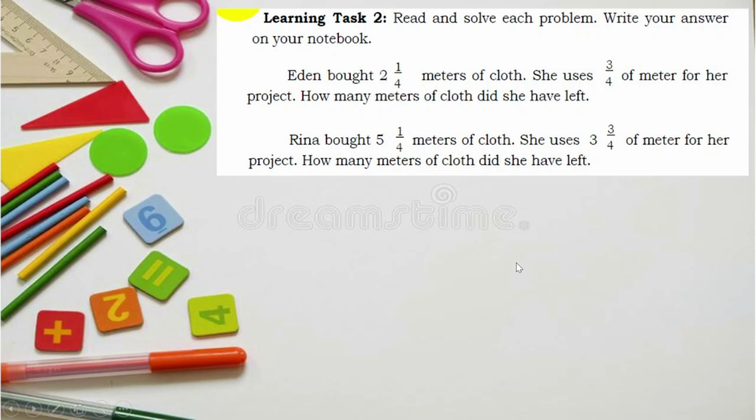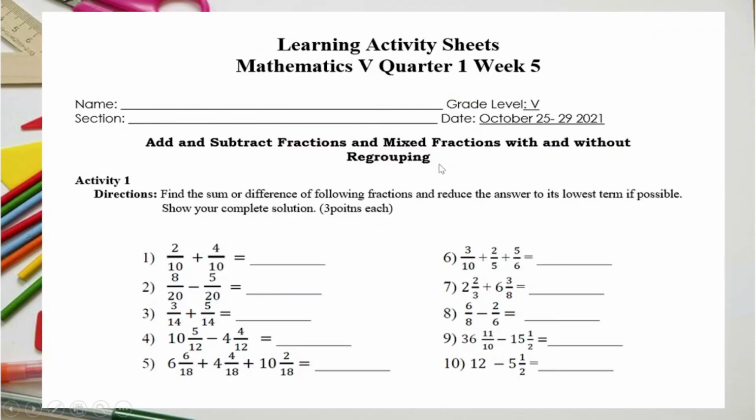Next. Ito na yung last ninyo learning activity sheets. Kung makikita nyo, ang dali lang nito. Number 1, add lang, copy the denominator. Number 2, subtract lang, copy the denominator. Number 3, add lang, then copy the denominator. The same sa number 4, they have the same denominator, yung 1 to 5. Okay, copy the denominator, then add and subtract lang yung mga numerator, then whole number.